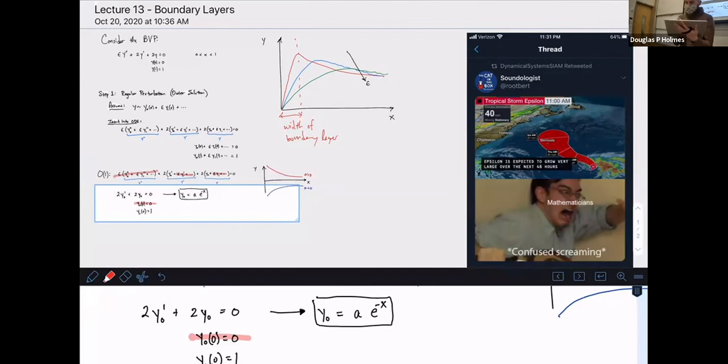Oops, I totally wrote that wrong. Y at 1, sorry everyone, is equal to 1.